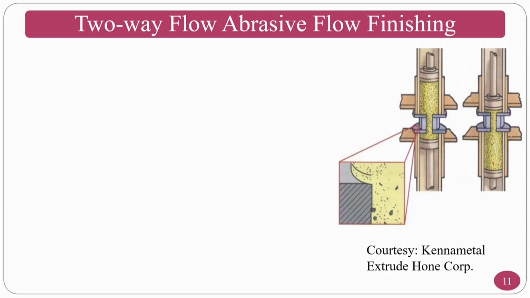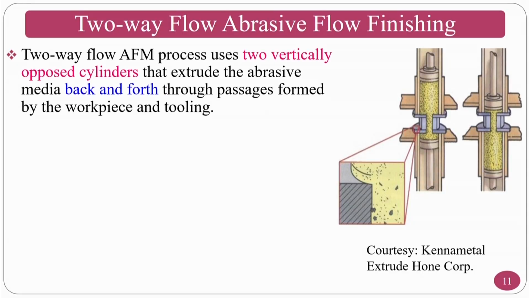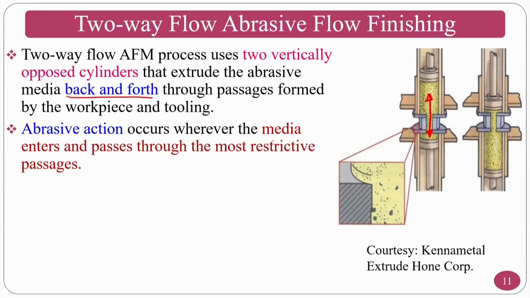Whenever I talk about the abrasive flow finishing process, normally to make the science and the physics easy, we by default take the two-way abrasive flow finishing process. This is a process that we have seen in the previous class. However, we will see that the two-way abrasive flow finishing process uses two vertically opposite cylinders that extrude the abrasive media back and forth. That means this abrasive medium is reciprocated back and forth. Abrasive action occurs when the media enters and passes through the most restrictive passage.